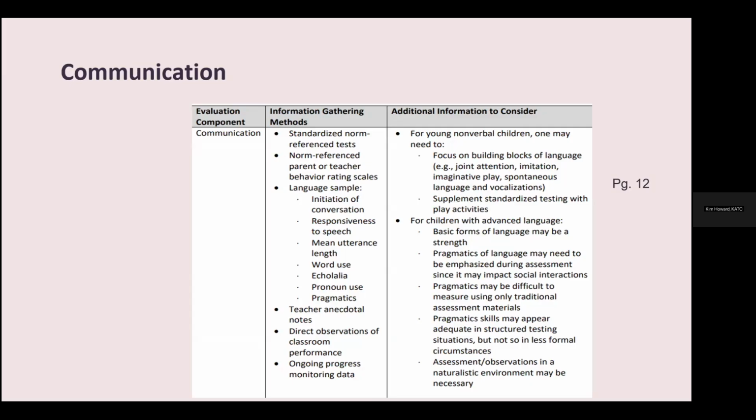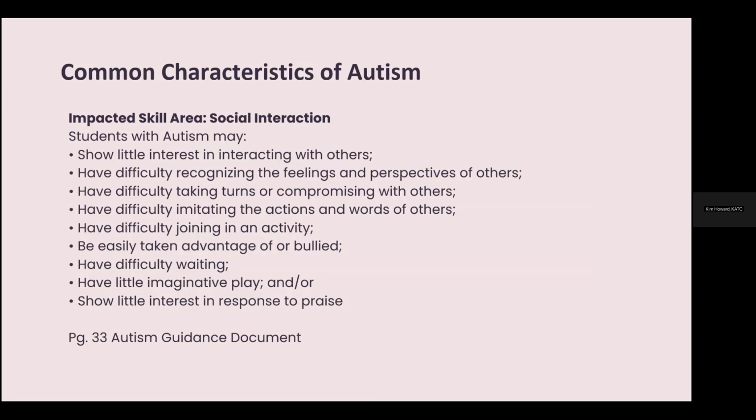And that pragmatics piece is the social reciprocity of language. So it's how well do they use language to communicate and interact with other people? They may have great language skills, but how do they use that skill? Can they use that skill effectively for social communication? And that's a key piece for students with autism. It could be social interactions.